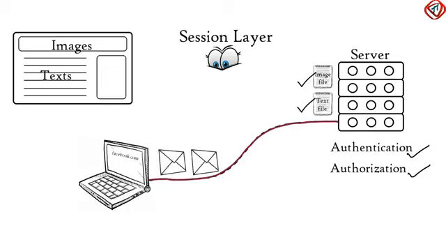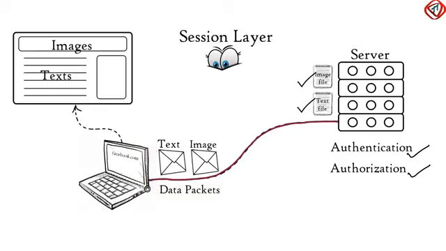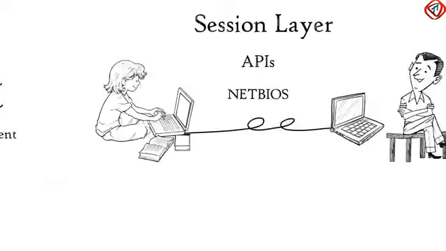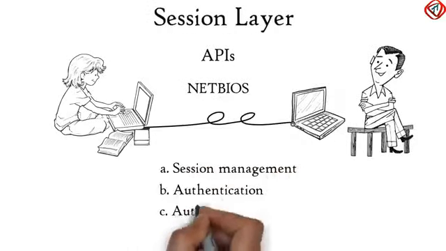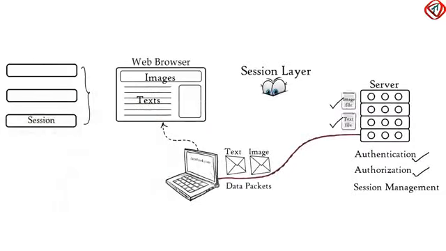These files are received in the form of data packets. Session layer keeps track of which data packet belongs to which file, either text file or image file, and tracks where the received data packet goes. In this case, it goes to the web browser. That is, session layer helps in session management, authentication and authorization. Your web browser performs all functions of session, presentation and application layer.